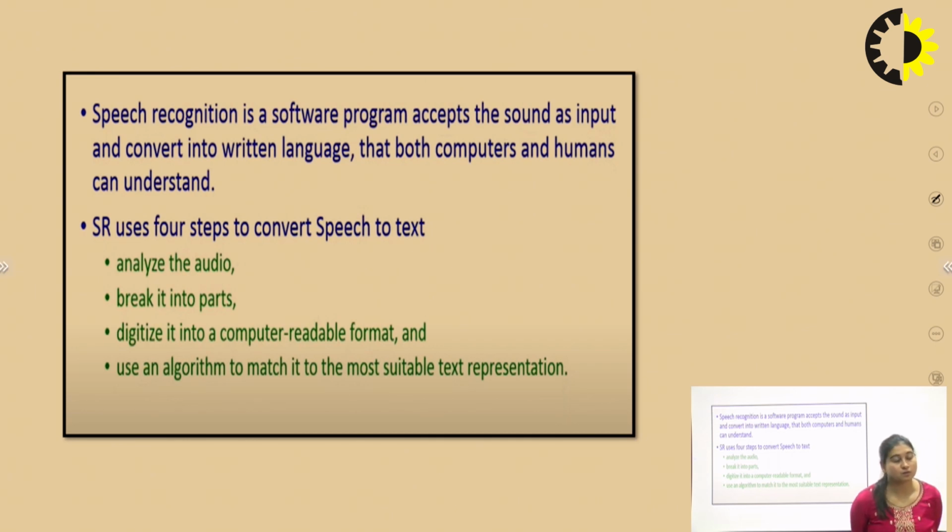First, you have to analyze the audio and then break it into parts. Third, digitize it into a computer-readable format, as you have to convert the speech to text. And lastly, you have to use an algorithm to match it to the most suitable text representation. So these are the 4 steps followed in speech recognition. It is a computer program which accepts sound as input and converts it into written language. So the main aim of a speech recognition system is to convert the sound into written language, or you can say text.